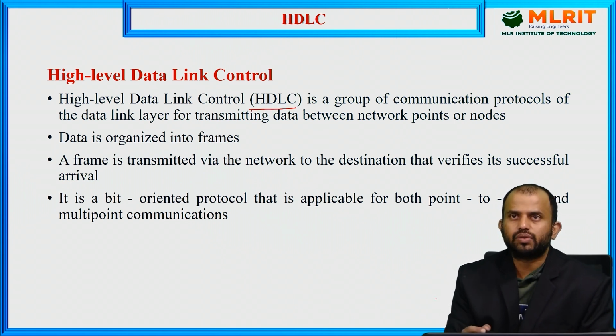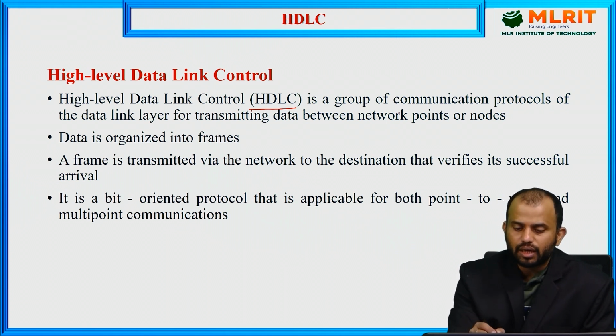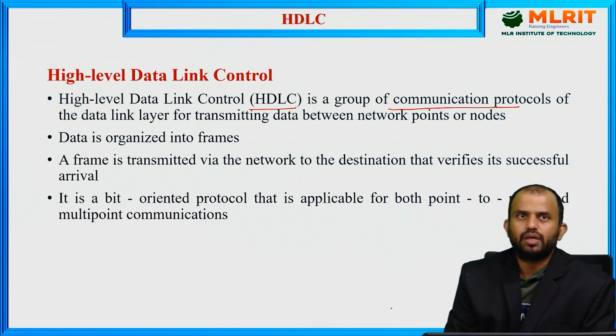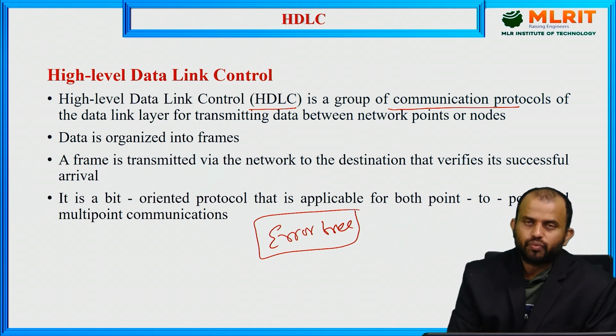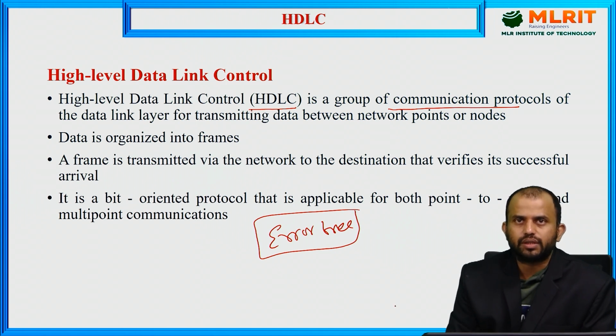Previously there was also data link control, but it was used for simple communication. This High-Level Data Link Control is a group of communication protocols which we use in the data link layer. So what is the data link layer? The data link layer is helpful to transmit information from one end to another with error-free transmission. If any error occurs, we overcome those errors in this data link layer.